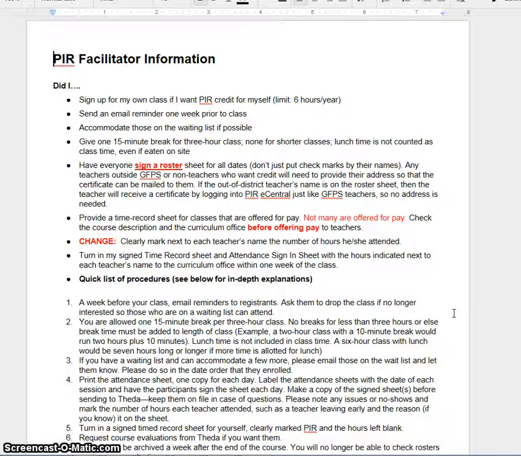This video is a quick overview of the PIR Facilitator responsibilities and information. It is not intended to be the full comprehensive set of information. You should be seeing the same document that I'm illustrating here, but I'm going to touch base on a number of items that specifically need extra attention. But please make sure that you read through this entire document as a PIR facilitator so that you understand what your roles and responsibilities are.